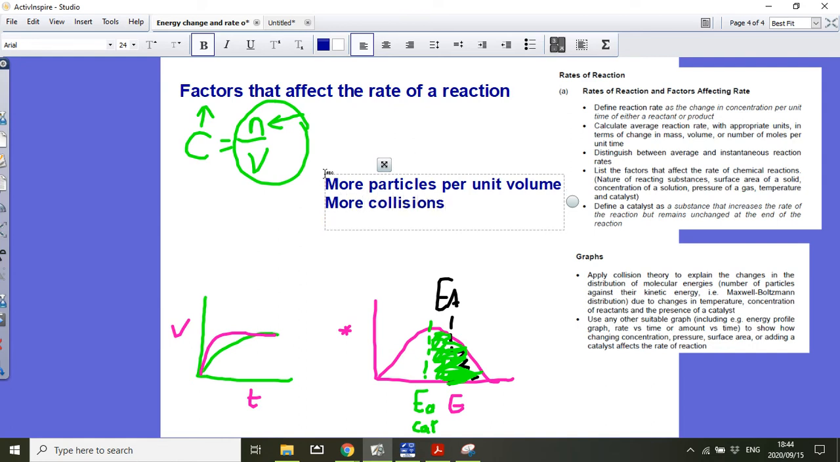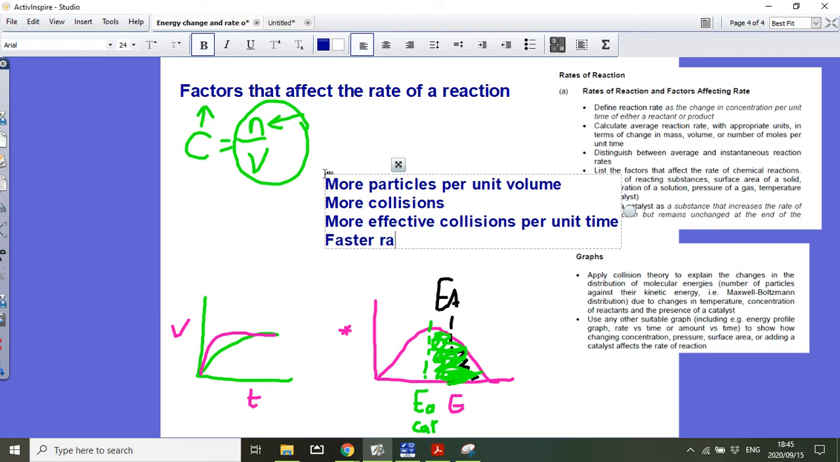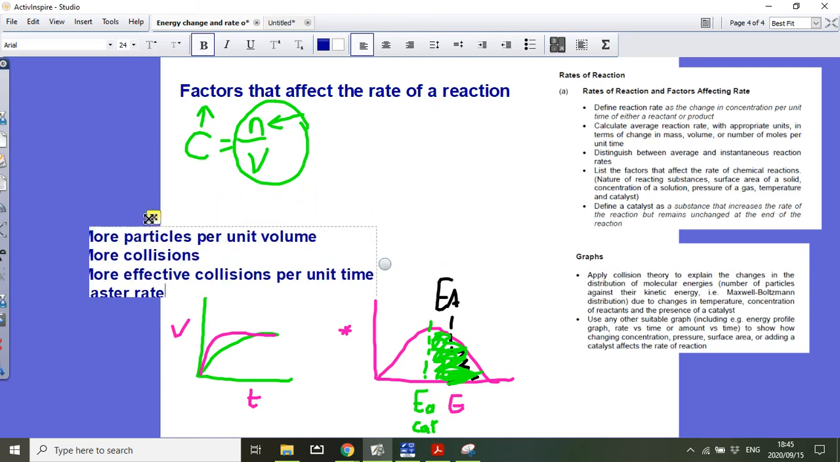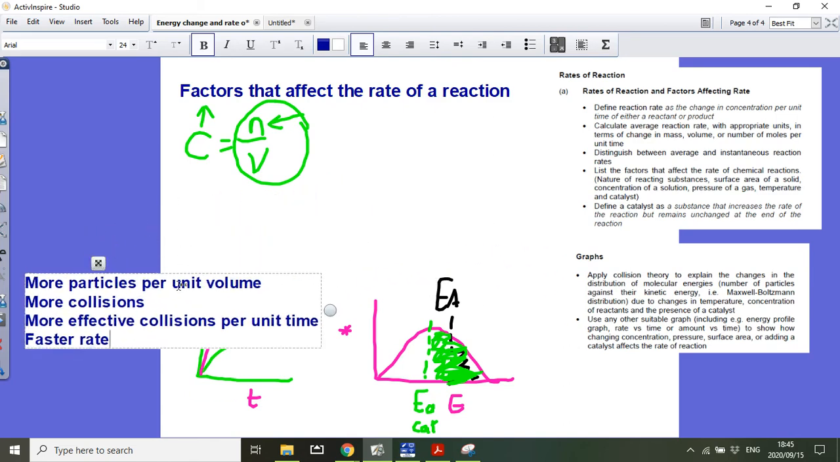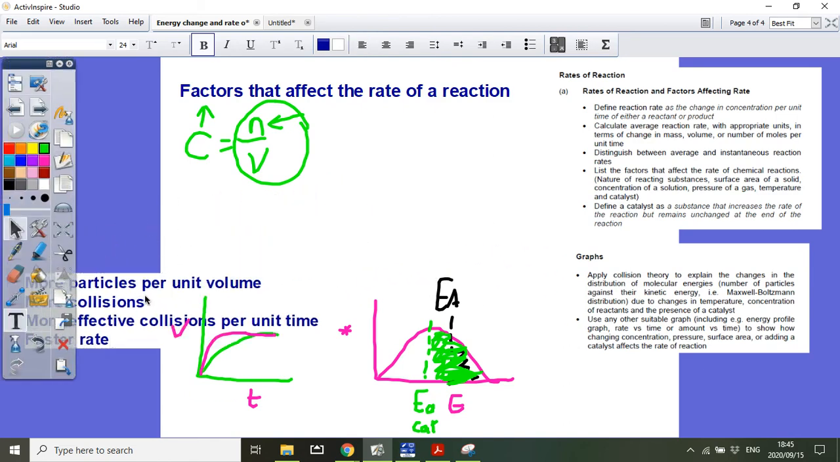If there are more collisions, there will be more effective collisions, again, per unit time. And if there are more effective collisions per unit time, I have a faster rate. You can see those last 2 points are always going to be the same. So you just need to think about the first two. So that's my concentration. Now let's look at my pressure.